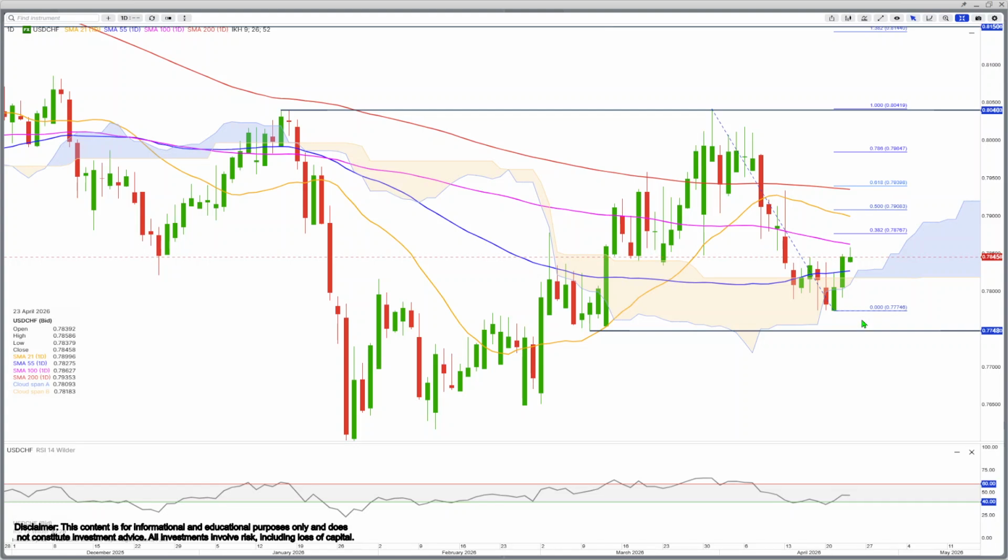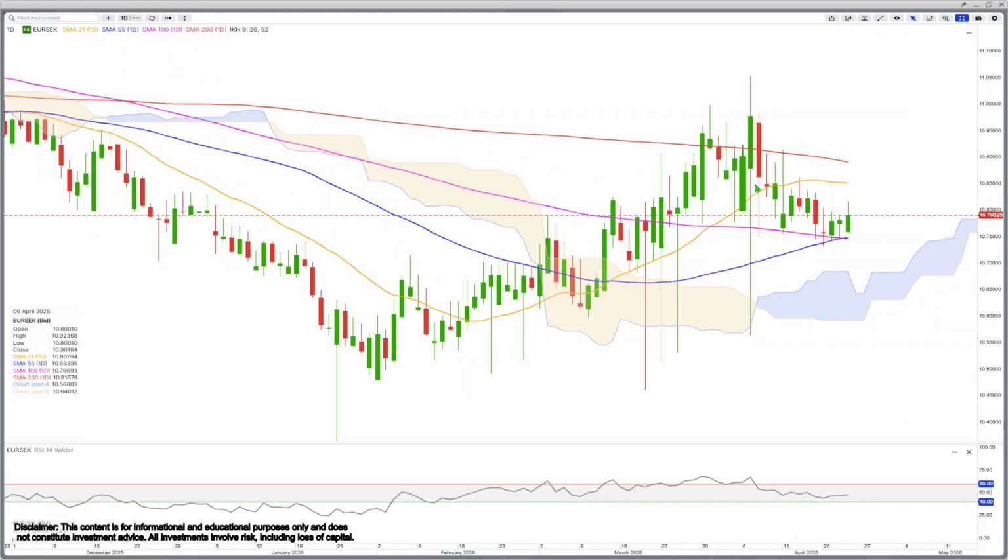Taking out the lows there, then I also think we will take out the minor support there at 77.45, with a push down to around the 76.50 area.